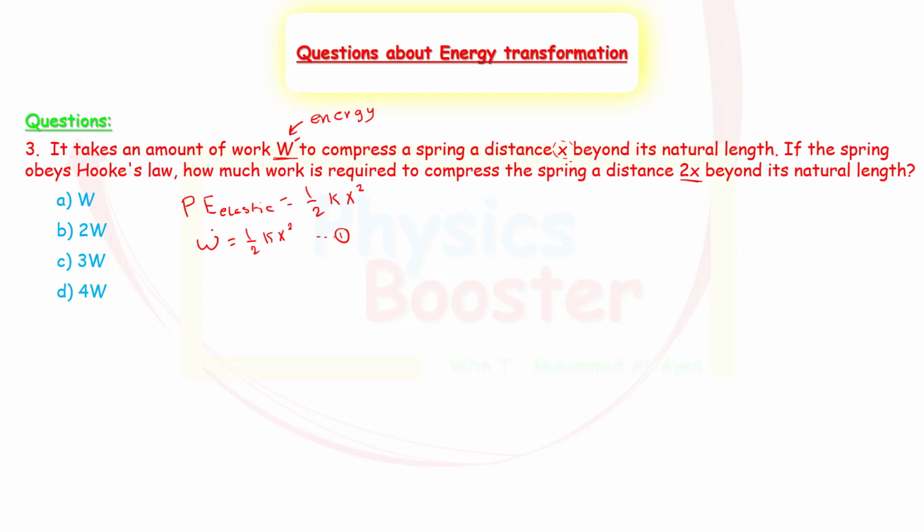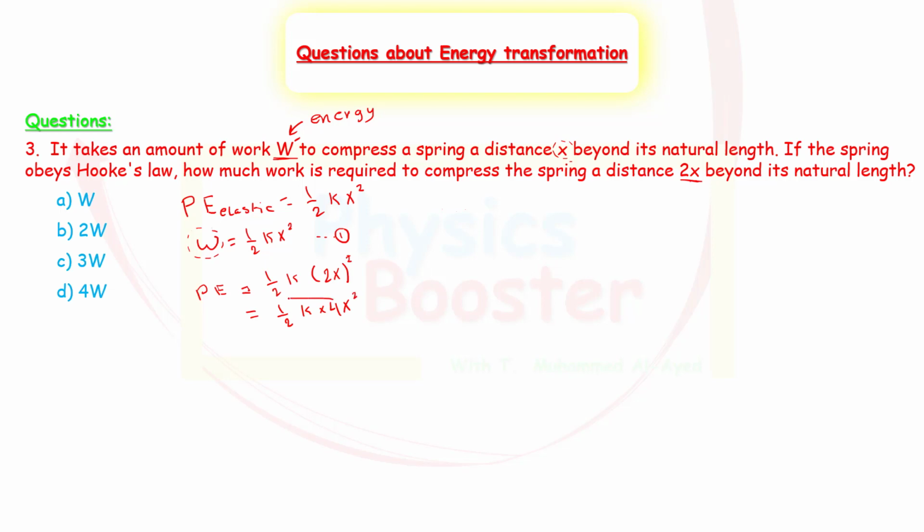In the second situation, it's asking me what happened to W if the distance this time is 2x instead of x. So in situation number two, the elastic potential energy is equal to half k multiplied by 2x, and all of it is squared. Again, 2x, all of it is squared, not only the x, because x represents the distance. Since the distance is doubled, the whole thing will be squared. Now, let's see what this does. This is the same as half multiplied by k multiplied by 4x squared.